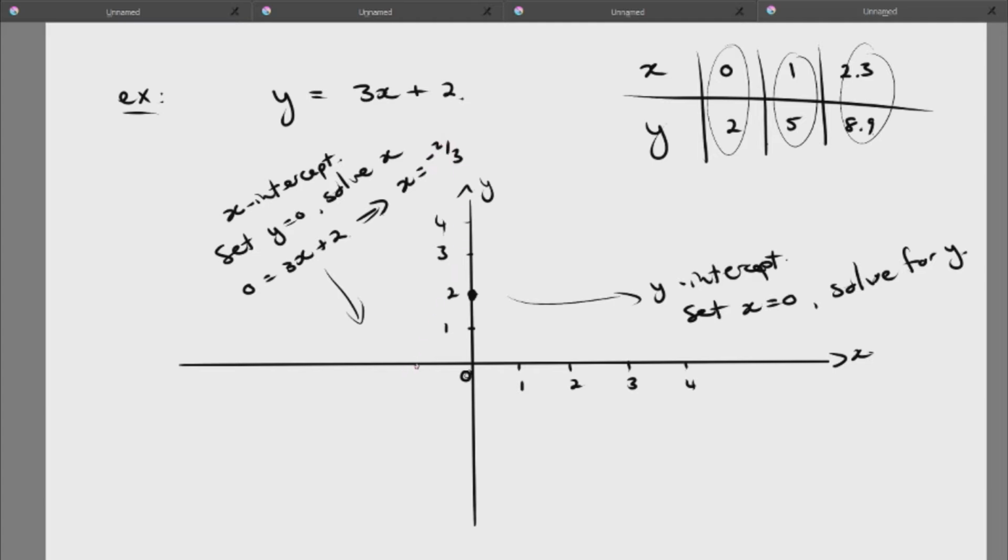So this negative 2/3, between negative 1 and 0, is going to sit over here somewhere. It's kind of steep. Let's put it over there.